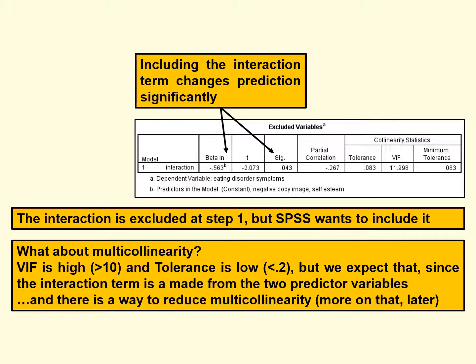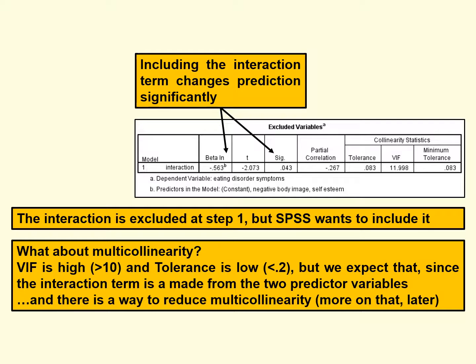Now this excluded variables table is actually sort of interesting, because it gives us a preview of how a particular variable, in this case the interaction term, will behave once it's added to the model. In model 1, the interaction term is excluded, but we get a preview of what its standardized regression coefficient will be if it is added, which it is at step 2. So we get the beta and the significance test, and we can conclude that it will be statistically significant if we add it to the model.